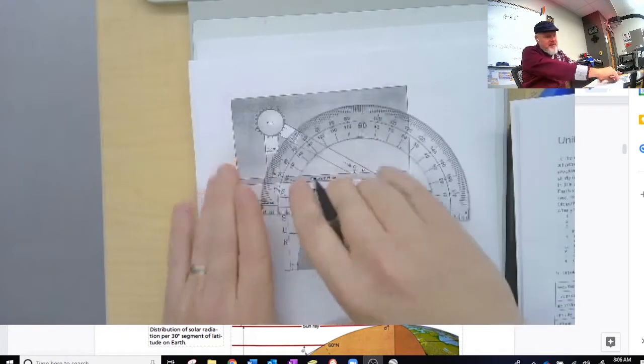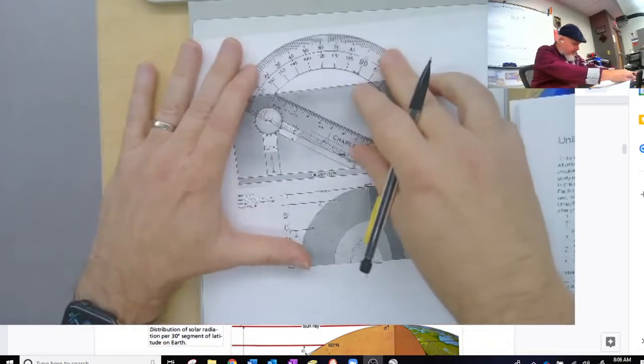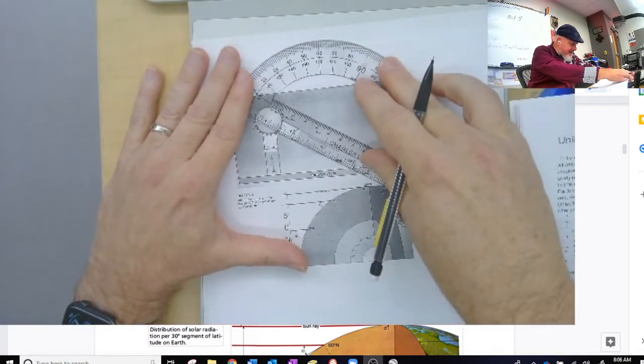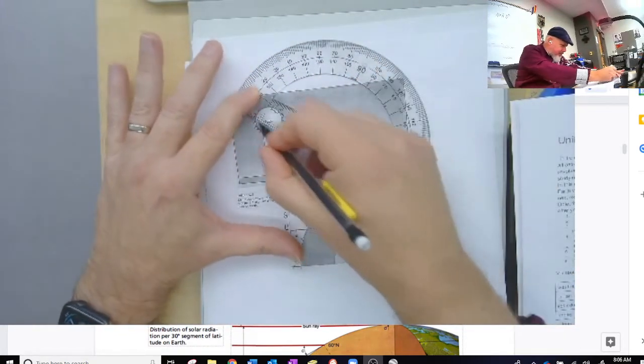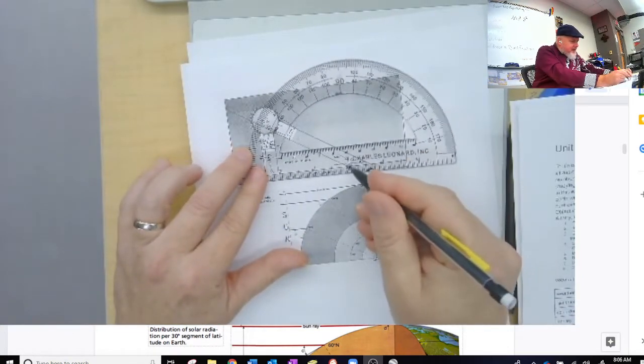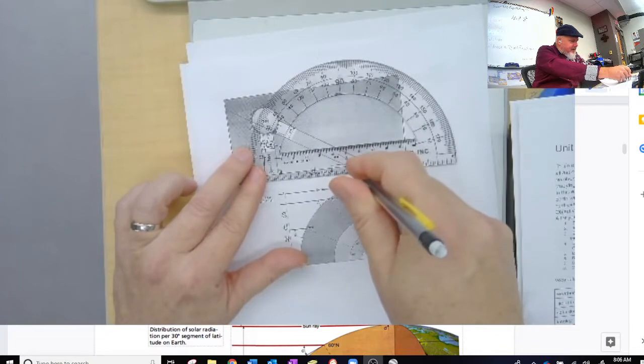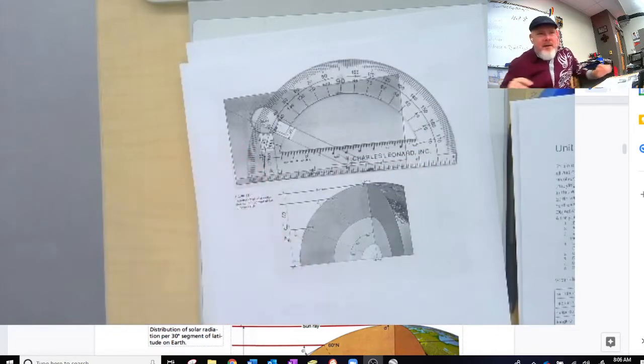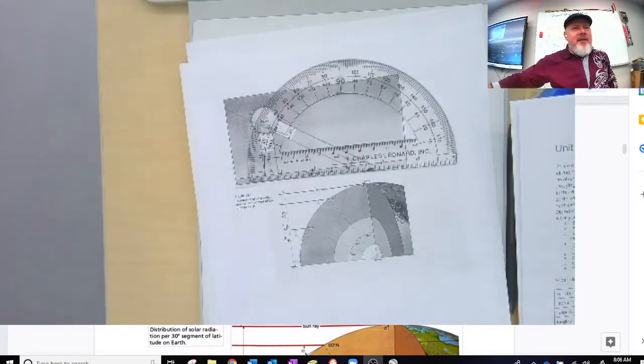All right, simple enough. You may need to extend that line a little bit further because your protractor might be a little too large. Make sure the little crosshairs are where it intercepts the ground, and then you can see what it is. Then you're going to write that answer into the blank on the screen.